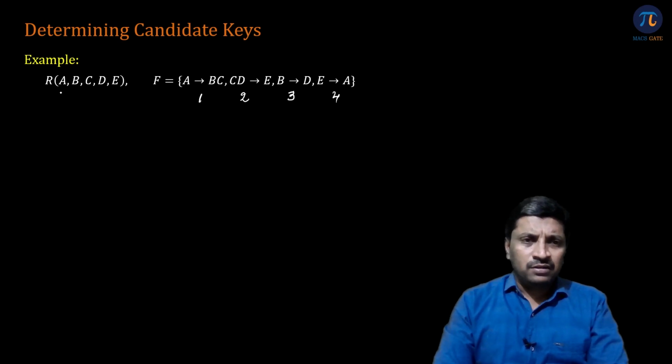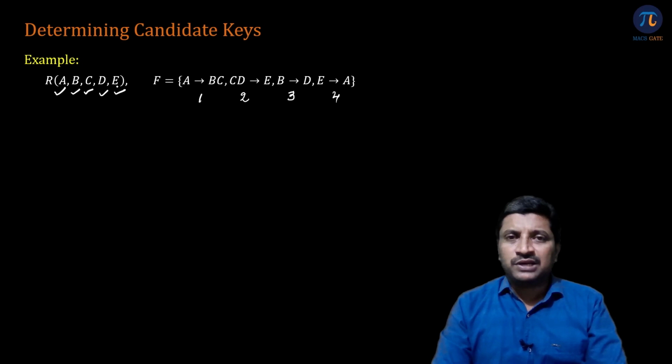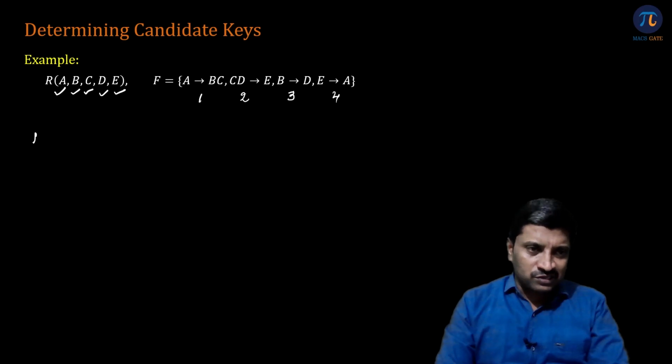Then A is present on the right side of 4, B is present on the right side of 1, C is present on the right side of 1, D is present on the right side of 3, E is present on the right side of 2. So every attribute is present on the right side of some functional dependency. So we can start with a minimal set of attributes. First let us consider the attribute sets with one attribute.